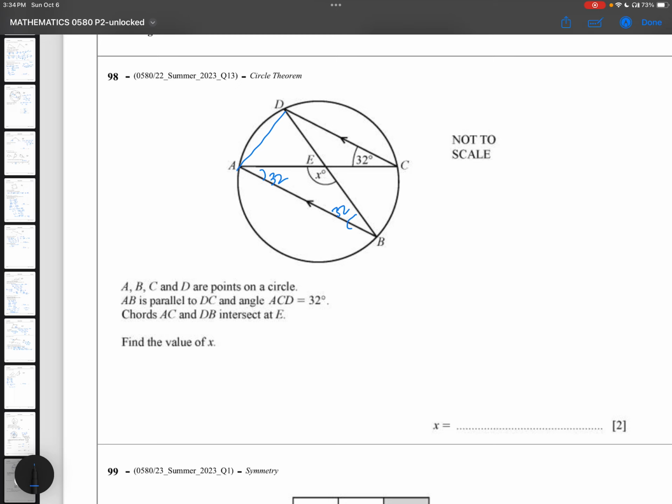So now in triangle AEB, we can see that x plus 32 plus 32 will be equal to 180 degrees. X plus 64 is equal to 180. X is equal to 180 minus 64. X will be equal to 116 degrees. Right, this is our answer.